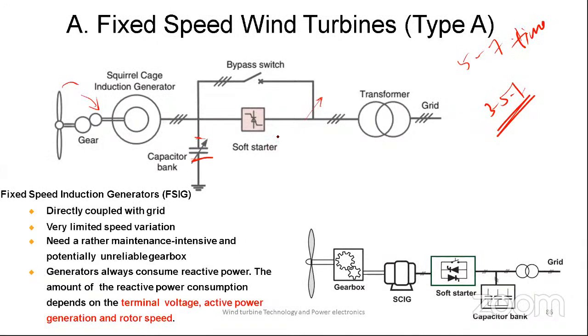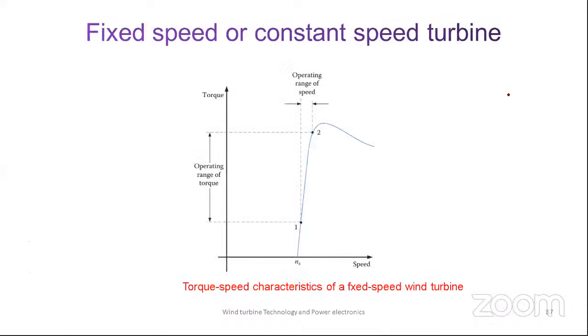So this is the fixed speed turbine. It is directly coupled to the grid, with very limited speed variation, only 3 to 5%. It is maintenance intensive, but robust, and we do not need much control of this one. It depends on the terminal voltage, active power generation, and the rotor speed. And you can see the fixed speed turbine.